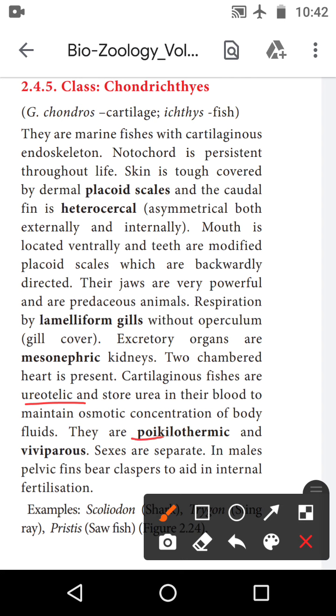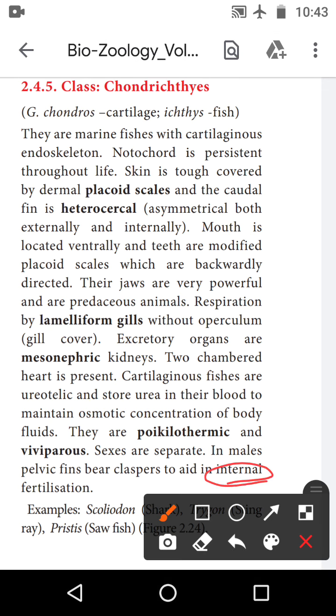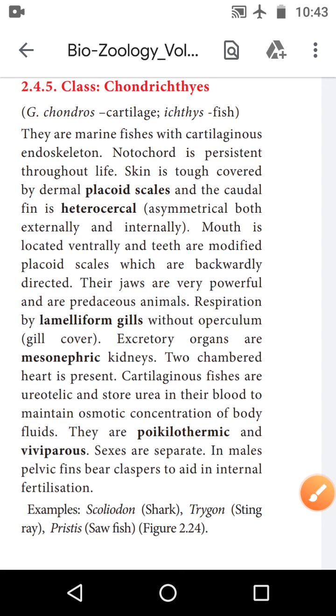They are poikilothermic. What is meant by poikilothermic? Yes, correct, the body temperature varies. They are viviparous. Viviparous means they produce young ones. Sexes are separate, male and female in separate bodies. The male pelvic fins bear claspers to aid in fertilization. Fertilization is internal, meaning inside the body. Fertilization means the fusion of the male and female gamete.